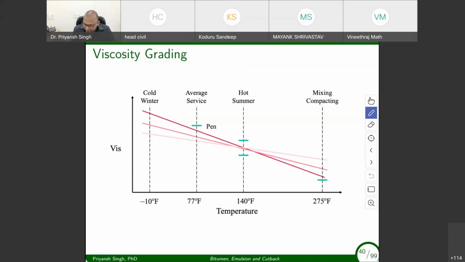The issue we fixed in the penetration grading system is that we had only one point, that is at 25 degrees Celsius. But now in viscosity grading, we have done the grading at 60 degrees Celsius, which is the higher temperature of the pavement, and based on this, we have graded our binder. The other tests we have done are the penetration at 25 degrees Celsius, and then at 135 degrees Celsius by measuring its kinematic viscosity. But again, there is a scope. We don't have any test or characterization done at lower temperature, which resembles the cold or winter.